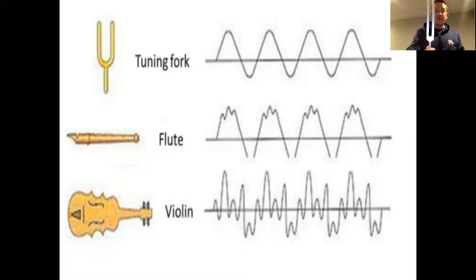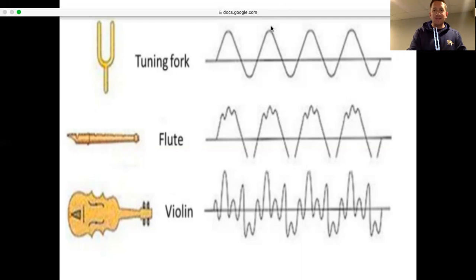So again, the tuning fork can only produce the fundamental frequency. If we're using F, here's an F, which means that would be the fundamental frequency. If we double that, that's the second harmonic. If we triple that, that's the third harmonic, and so on. So hopefully that all makes some sense.